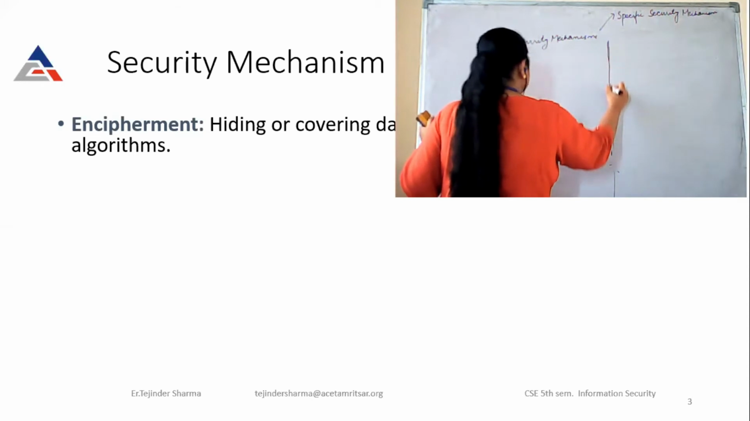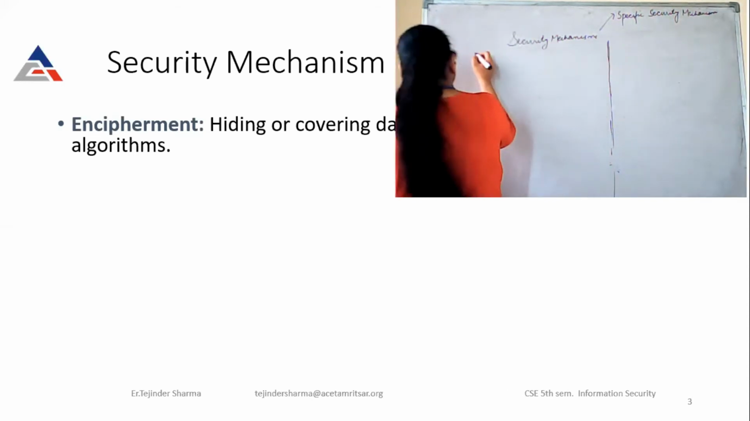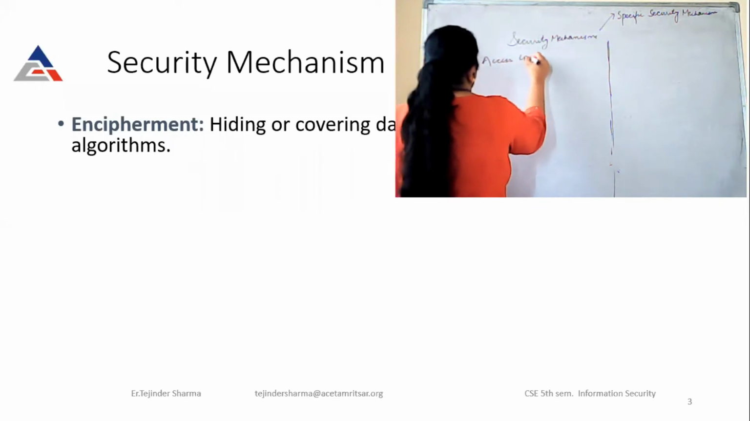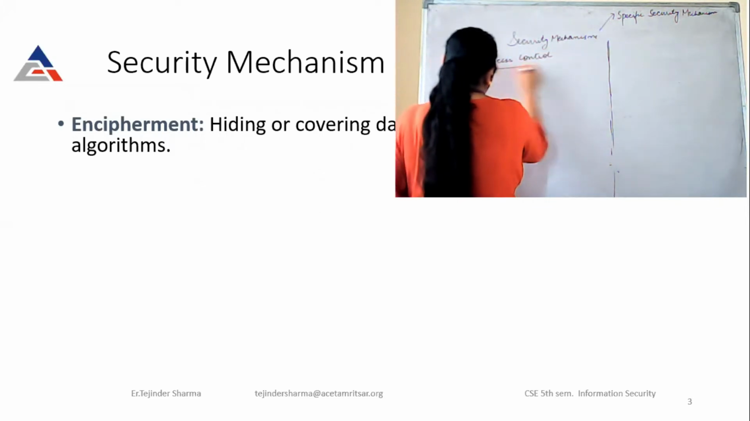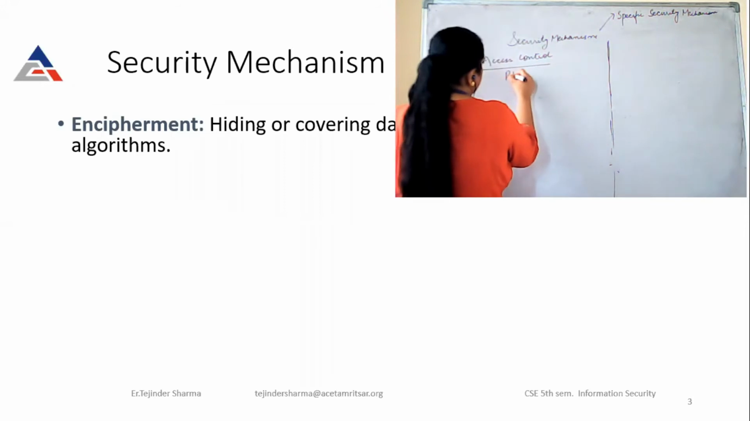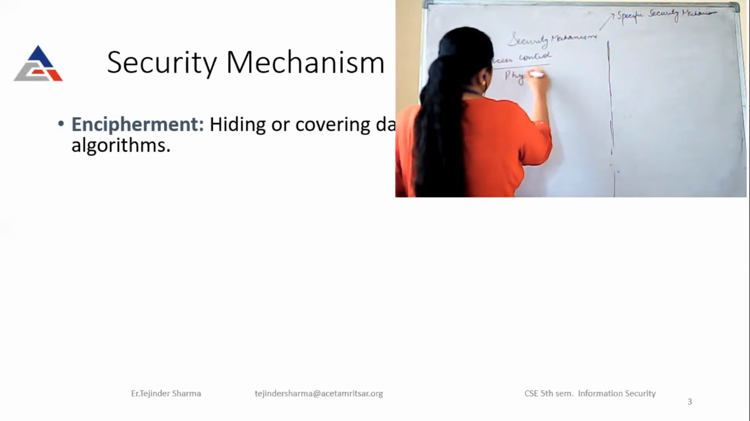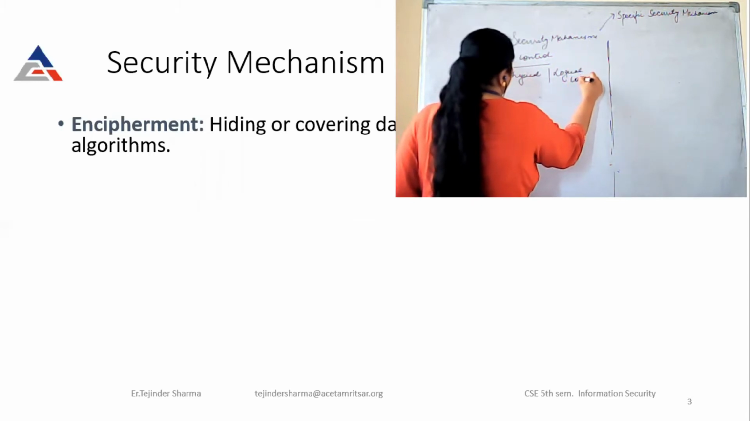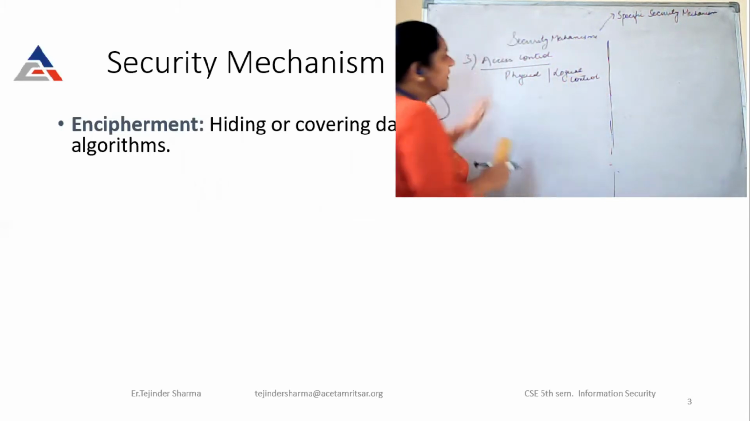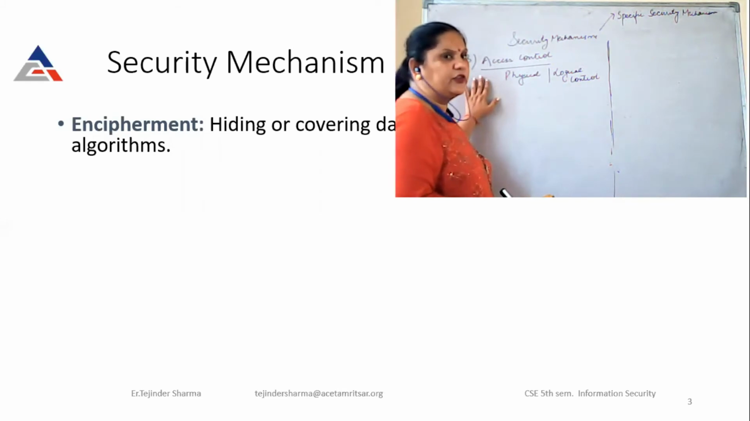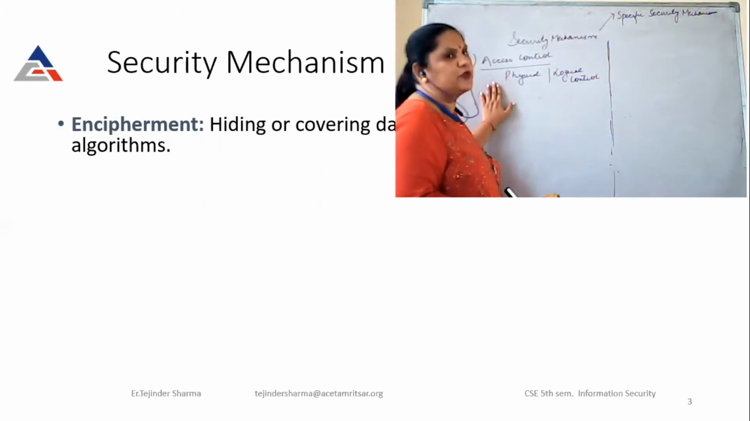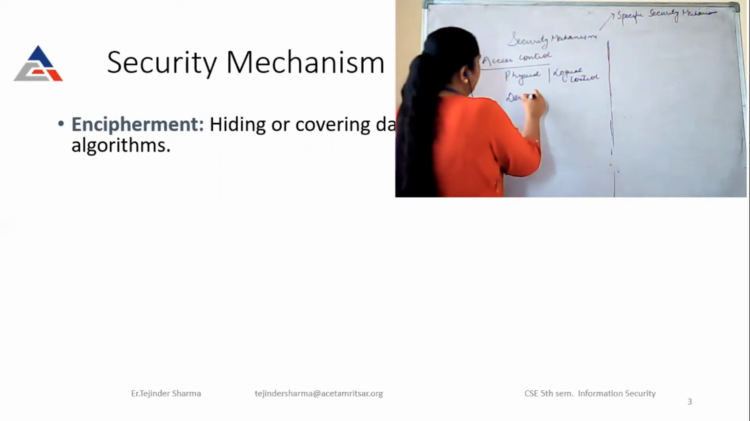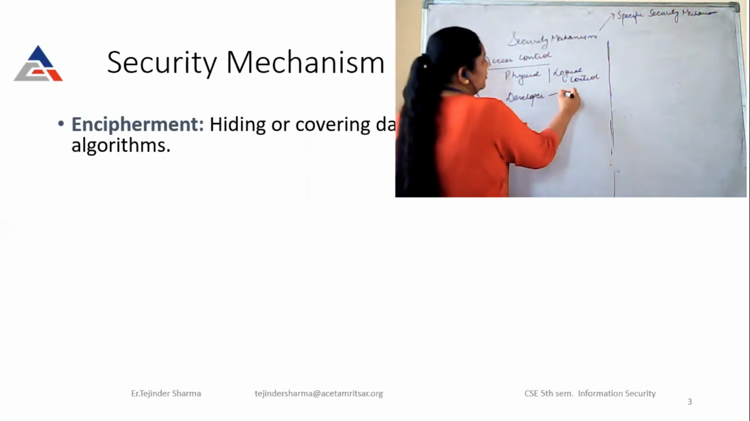Next is access control. I told you in the previous lecture that there are two types of access control. One is physical access control, another is logical access control. So this defines the rights of different users at different positions of the organization. For example, you as a developer cannot have access to the admin part.